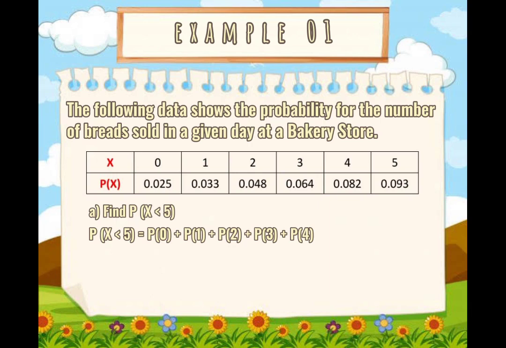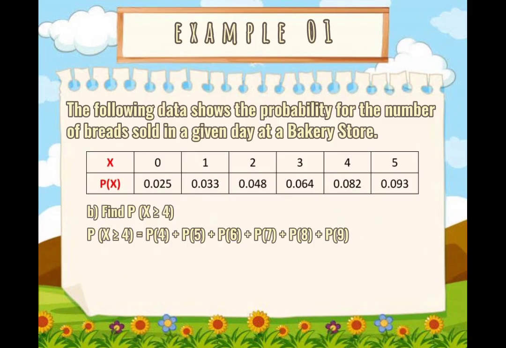Then, we will substitute the corresponding probability of 0, 1, 2, 3, and 4, and then add to get the correct answer. You can use your own calculator to better keep up with our discussion. So, the answer is 0.85.